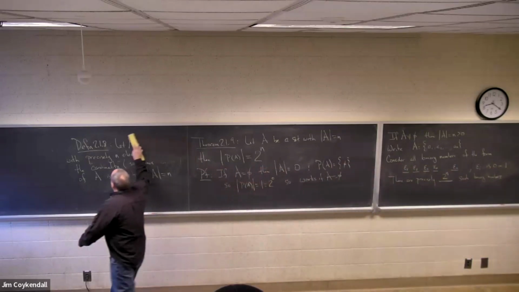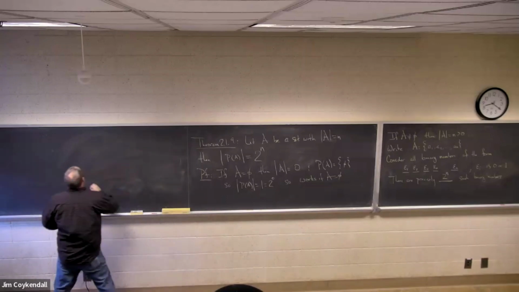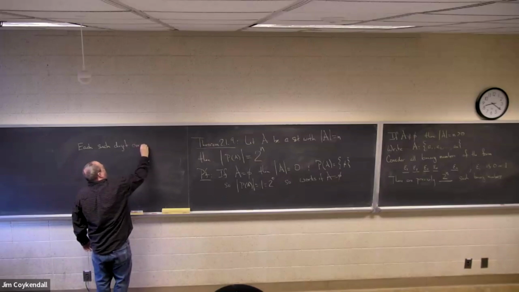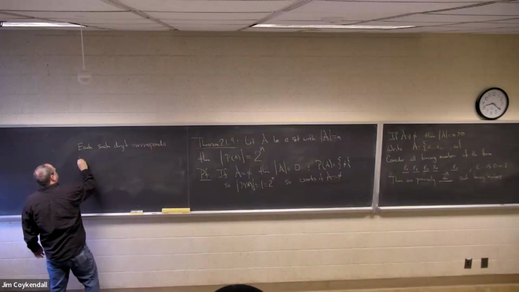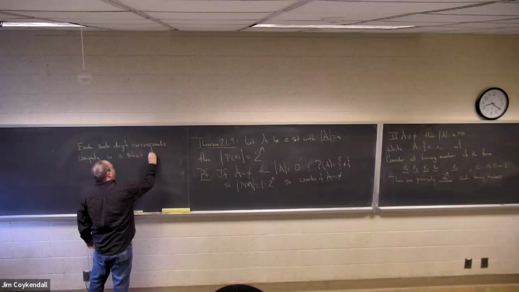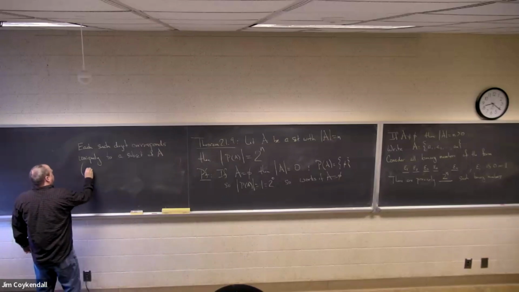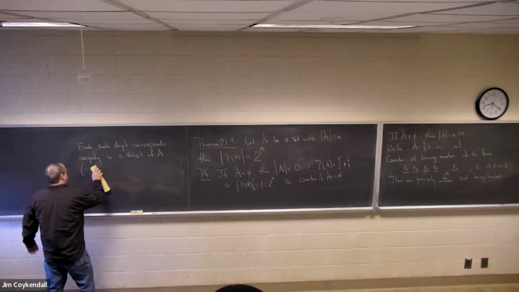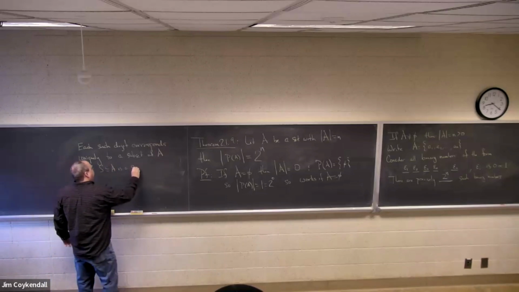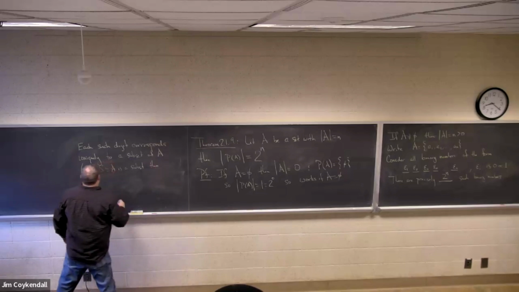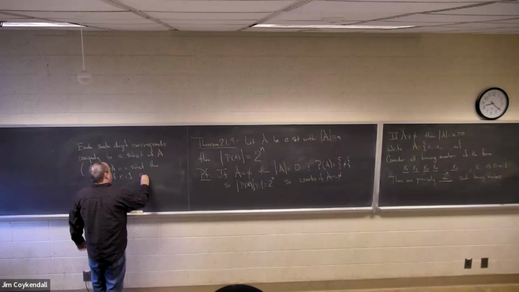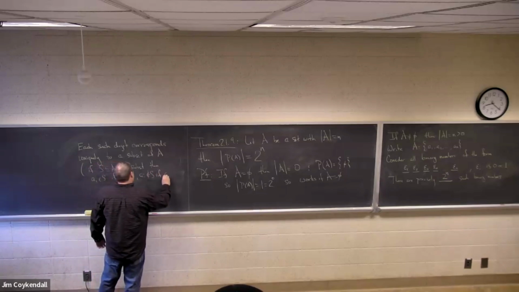And each such binary string corresponds uniquely to a subset of A. We will say that if S in A is a subset, then a_i is in S if epsilon i is 1, and a_i is not in S if epsilon i is 0.